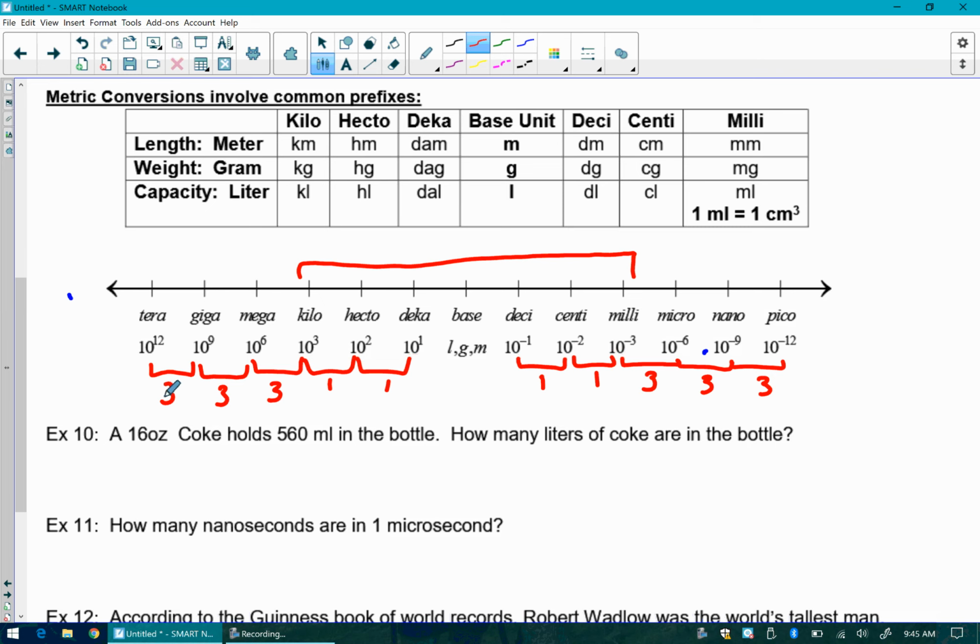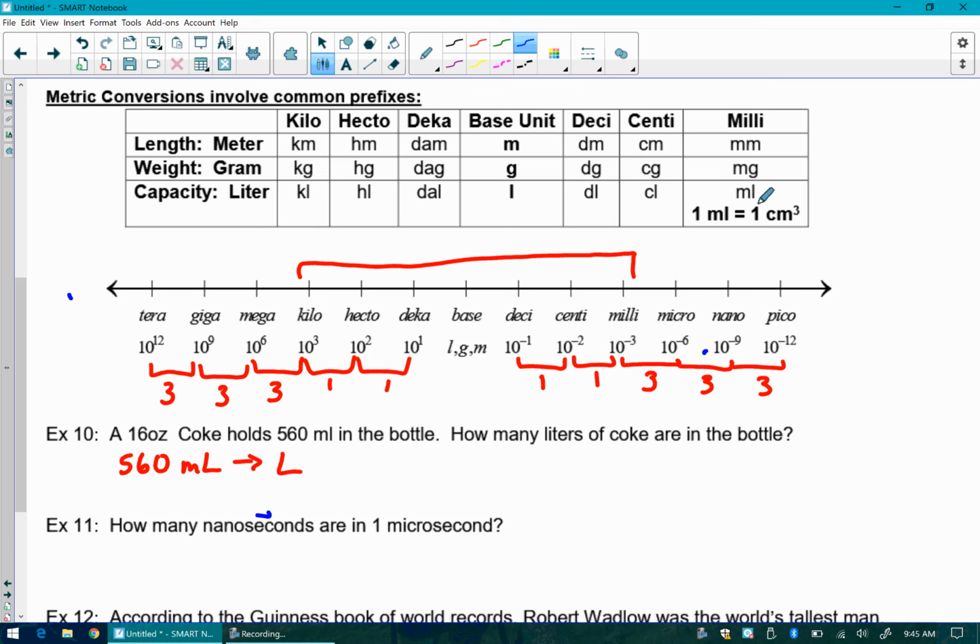I'm going to do example 10 and 11 with you. In example 10, you've got a 16-ounce Coke. It holds 560 milliliters in the bottle. They want to know how many liters of Coke are in the bottle. So I have this 560 milliliters, and I'm trying to convert that to liters. So this should be, as I mentioned before, a fairly straightforward decimal movement. You can look at it either here in the number line or up here in the table.